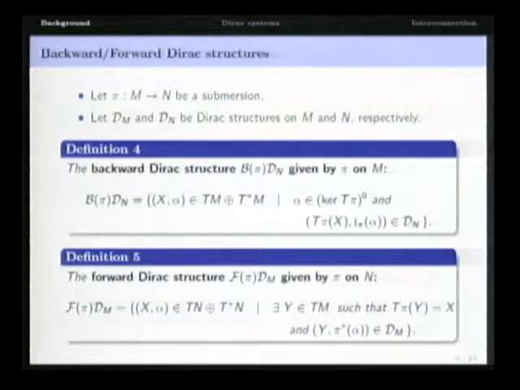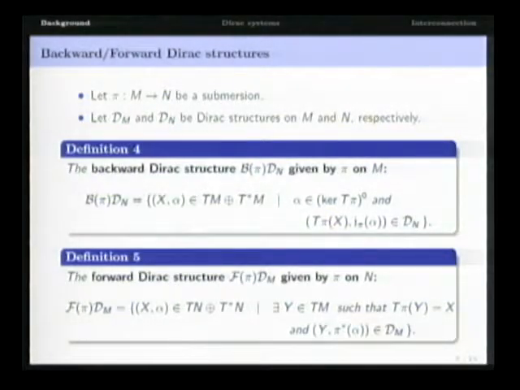And then we can do a similar construction with the forward Dirac structure. So we're going to take the one we have on M, and we're going to push it to have a Dirac structure on N. And to do that, what we need is to find a vector field on M such that is pi related with X. That's the element that is a vector field on N.